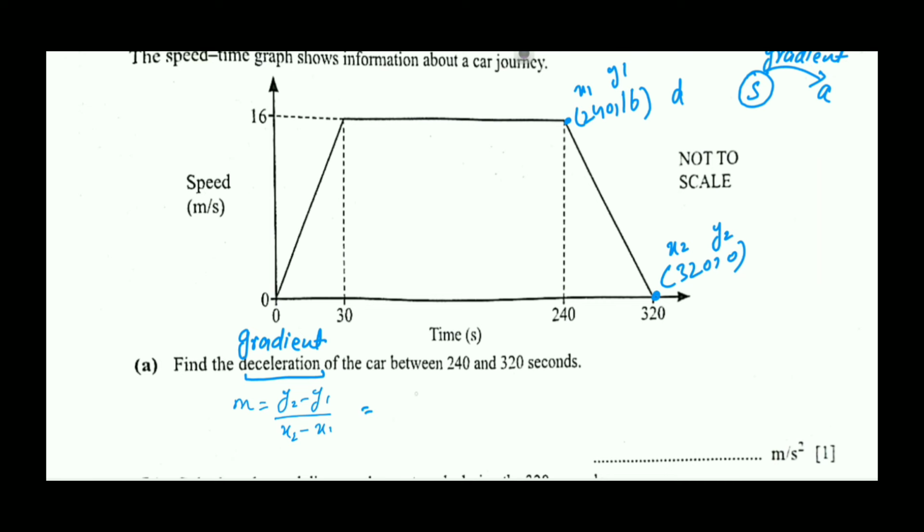So y2 minus y1 will be 0 minus 16, and x2 minus x1 will be 320 minus 240, which is 80. Minus 16 over 80 is negative 0.2. As I told you, deceleration will be written without sign. We will not put a negative sign in the answer. Please remember. So 0.2 meters per second squared is the answer of this question.